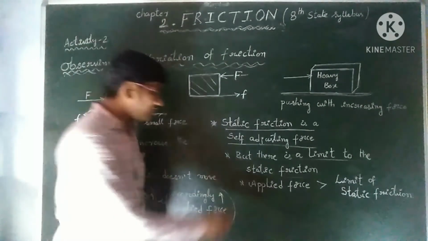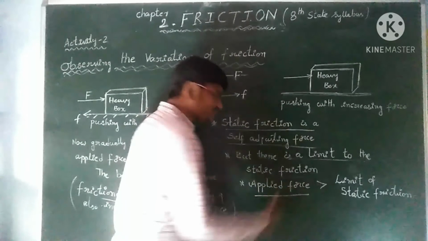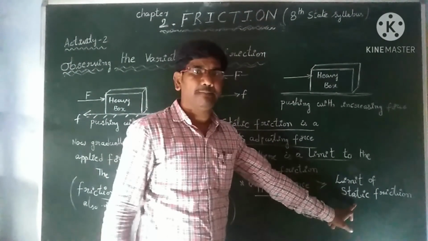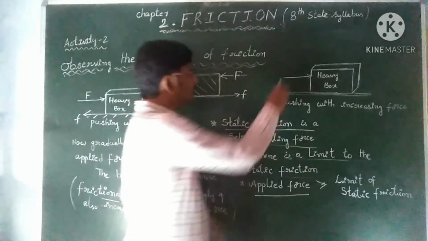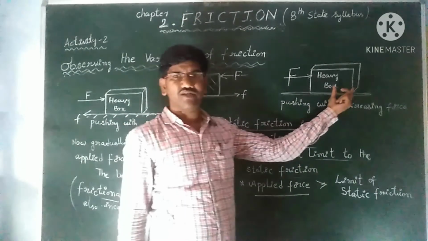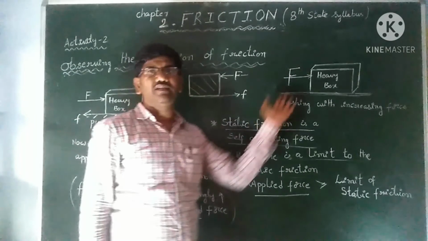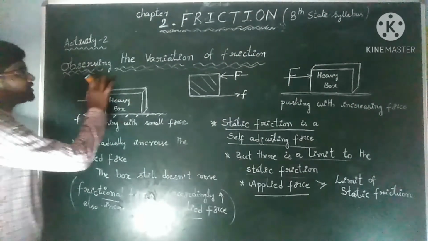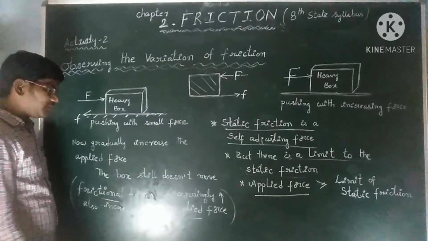So whenever our applied force is more than the limit of the static friction, meaning you are applying a greater amount of force, the static friction is less than the applied force, and then the block comes into motion. That is called observing the variation of friction, how it increases with the applied force.